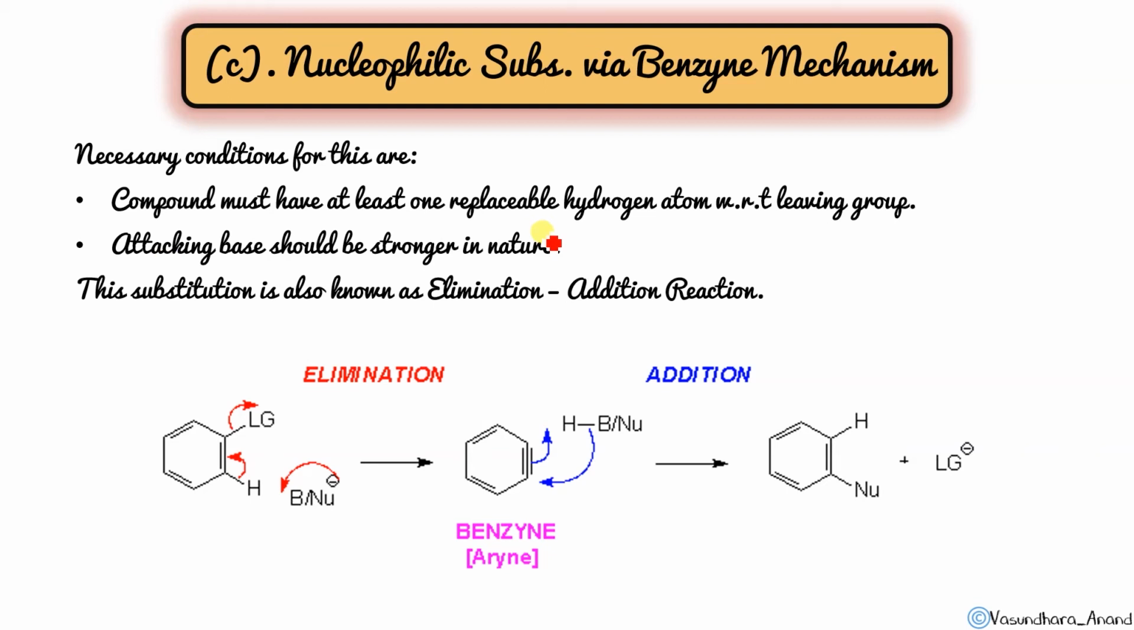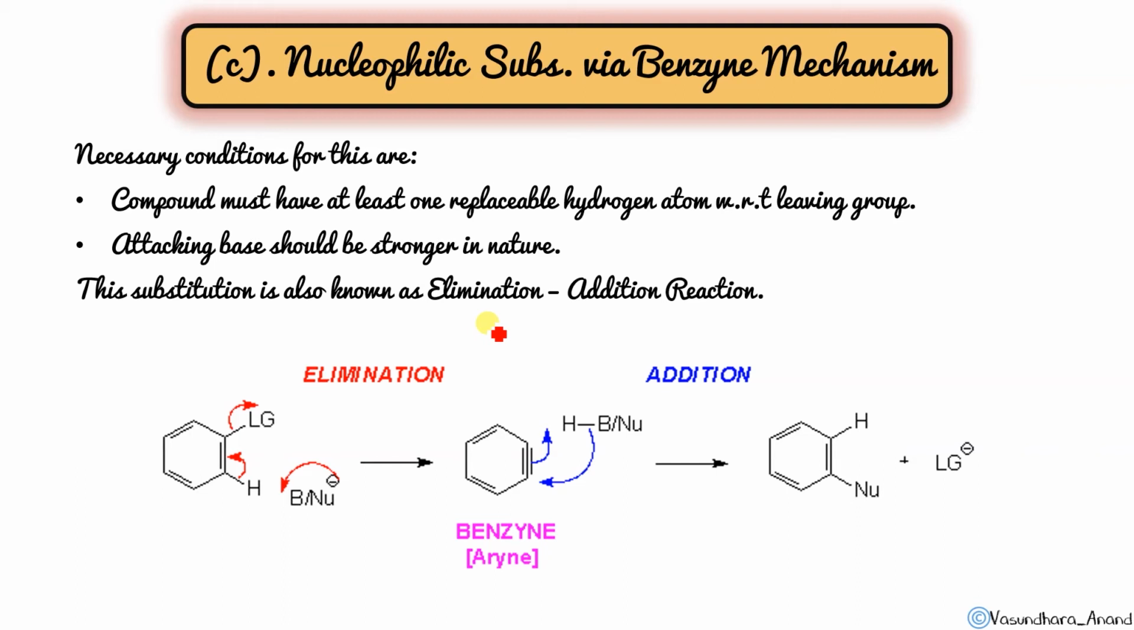Okay, the attacking base should be stronger in nature, and this reaction will be known as an elimination addition reaction. That means substitution is happening here, but it is known as an elimination and addition reaction. That means first, we know that whenever any compound undergoes an elimination reaction, it forms a multiple bond. If a single bond is there, it will form a double bond.